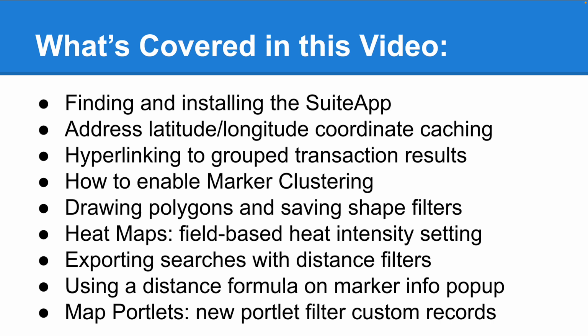Fifth, we're going to look at drawing polygons on the map and saving drawn shapes. Sixth, I'll show you how you can now base the brightness intensity in a heat map on a weighted value from the underlying records. Then I'm going to show you some enhancements we've made around distances and searches. And finally, we'll look at map portlets and see how we've simplified custom filter values so that multiple users can use the same portlet without trampling each other's filters. So without further delay, let's get into it and see Maps for NetSuite in action here in my demo account.